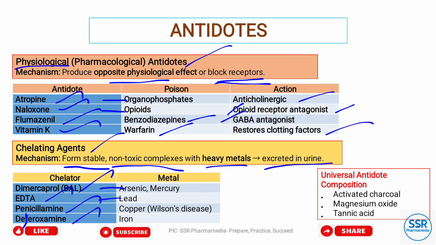EDTA removes lead. Penicillamine removes copper. When copper increases, it leads to Wilson disease. So it removes the copper, and deferoxamine removes the excess of iron. And the universal antidote consists of activated charcoal, magnesium oxide and tannic acid. The combination of these three is called the universal antidote.